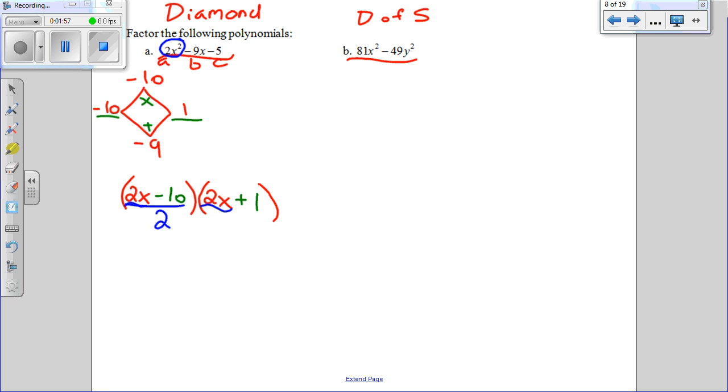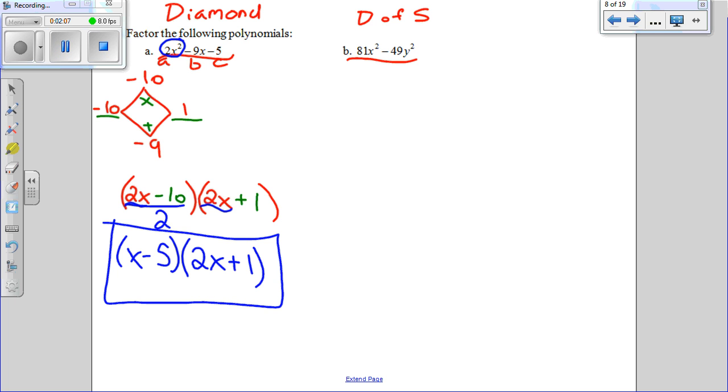This one divides perfectly by 2. So the x minus 5, and the other one stays the same as 2x plus 1. That's the solution. Right, that's diamond method factoring. You guys should be getting really good at that by now.